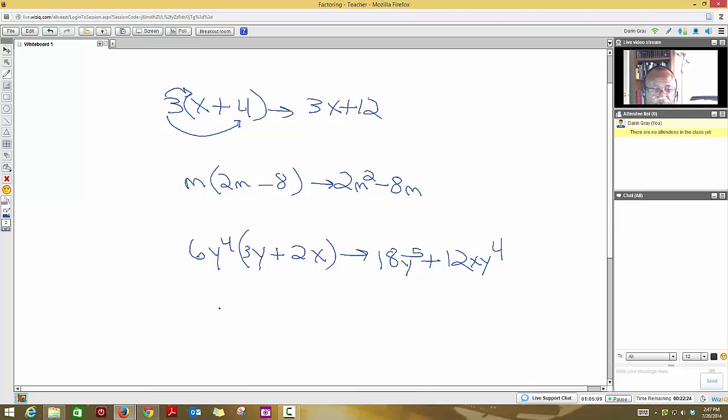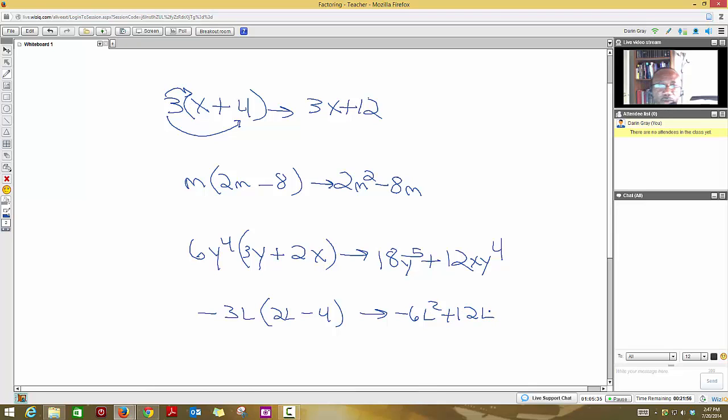Also works with negative numbers. Let's say negative 3l. Don't often use l. Let's say 2l minus 4. And a negative 3 and a positive 2 will give us a negative 6l squared, a negative 3l times a negative 4 will give us a positive 12l.